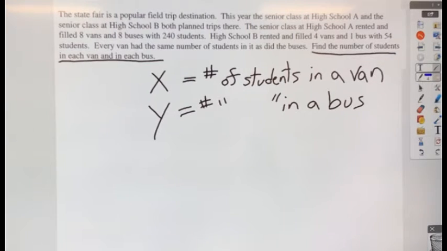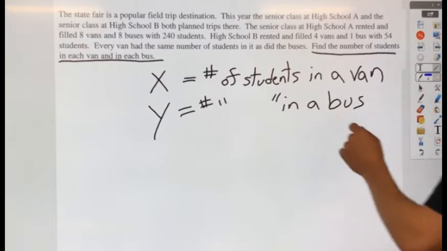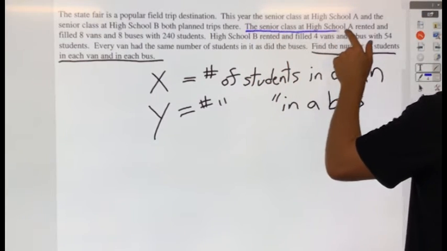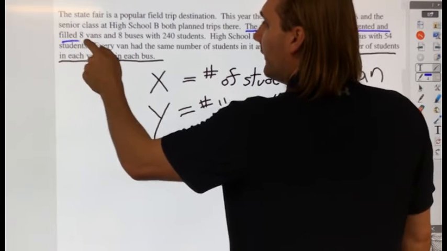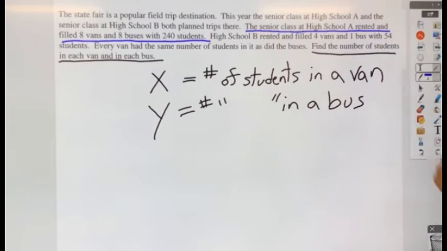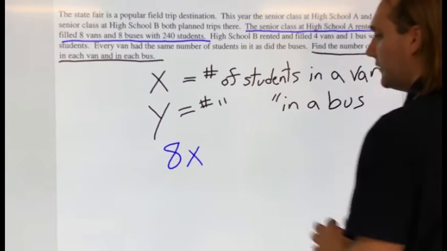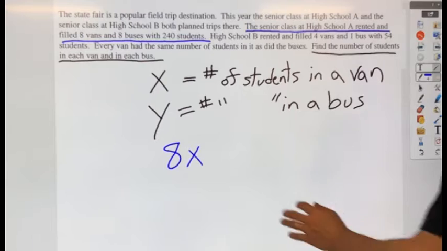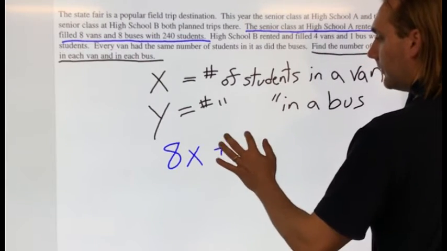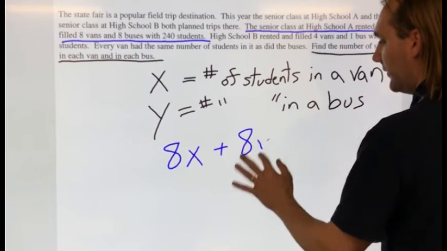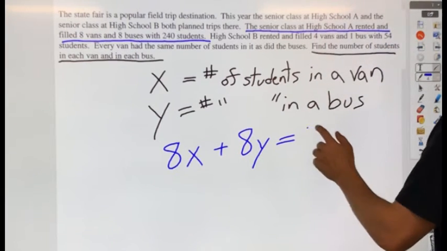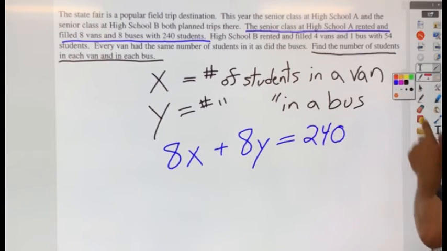We've seen these word problems before. Each sentence represents an equation. So let me look at this sentence here. The senior class at high school A filled 8 vans and 8 buses with 240 students. So what would that look like using my X and Y? 8X. Yep, 8X. So I have 8 vans, multiplied by the number of students in each van, plus 8Y, so 8 buses times the number of students in those buses, equals 240. So there's equation 1.